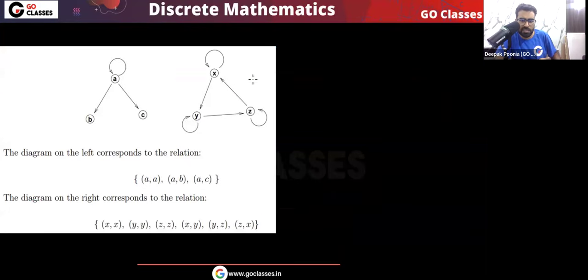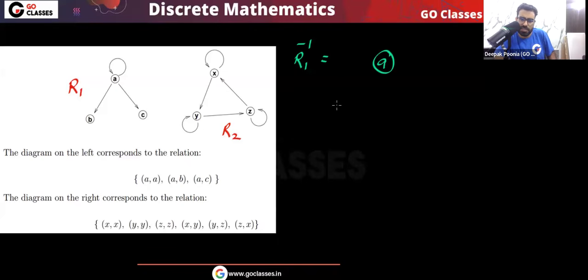This is a relation on the base set A, B, C, and this is a different relation on the base set X, Y, Z. Let's call the first relation R1 and the second relation R2. So let's find the graph representation of R1 inverse.